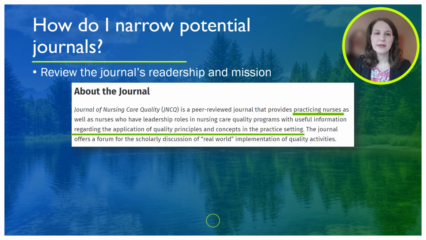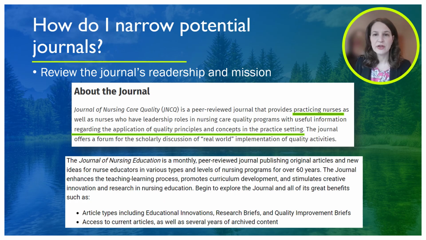The readership is practicing nurses, and they publish articles regarding the application of quality principles and concepts in the clinical setting. In contrast, for the Journal of Nursing Education, their readership is nurse educators, and they publish articles on teaching learning processes, curriculum development, and nursing education. In reviewing journals for your own manuscript, consider the journal's readership and mission to see if it's aligned with your project.